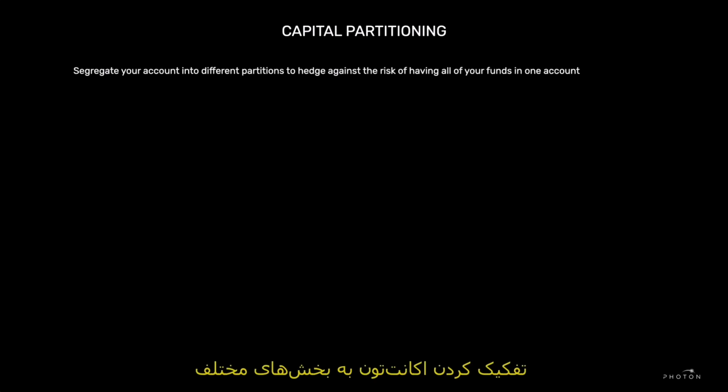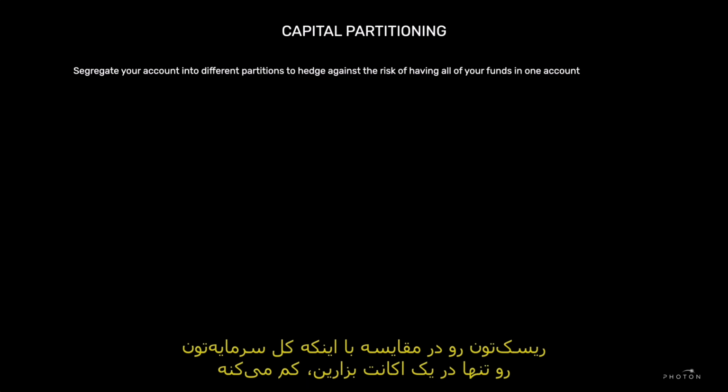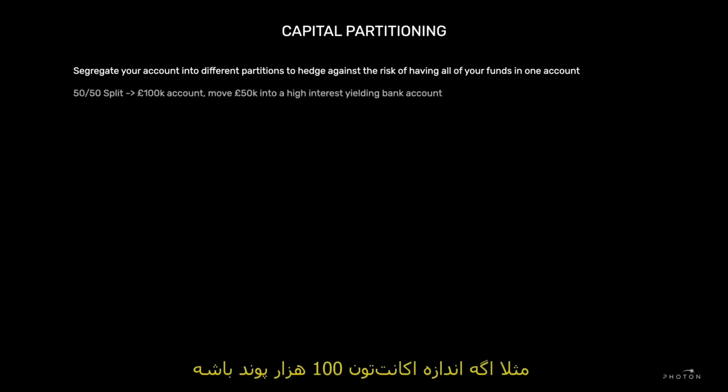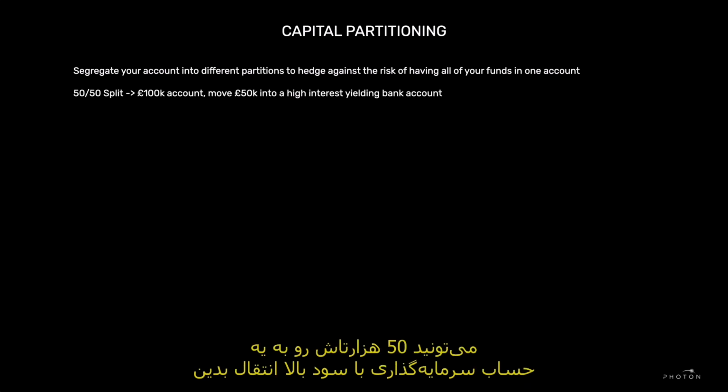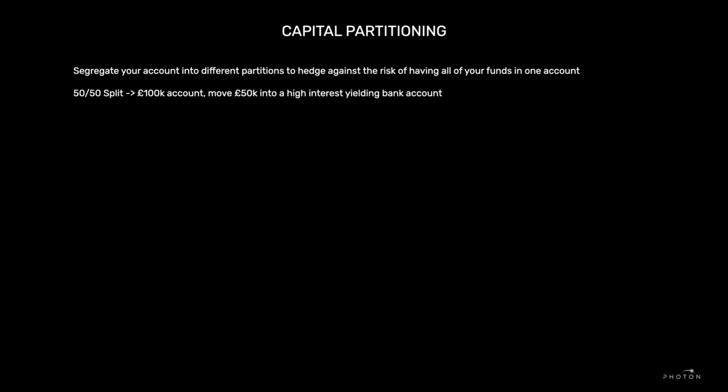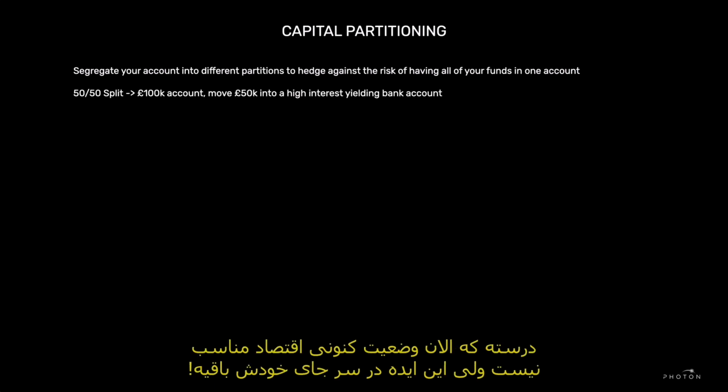So segregating your account into different partitions acts as a hedge against the risk of having all of your funds in just that one account. So if your account size is £100,000, what you can do is move £50,000 into a high interest yielding investment account. Now, I appreciate in the current economic climate there isn't really such a thing as high interest at the moment, but that's the idea behind it.